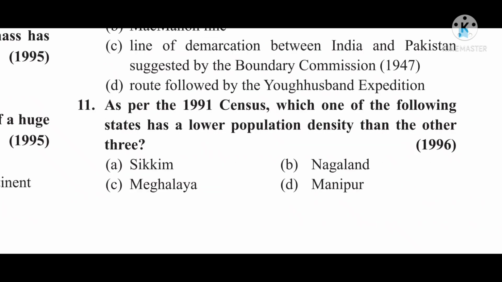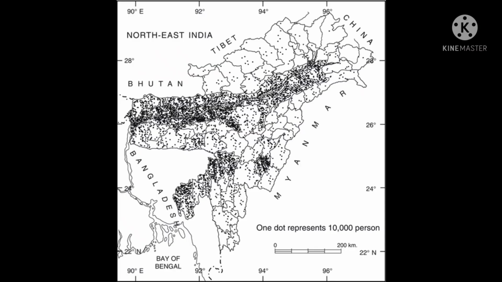Next question is, as per the 1991 census, which one of the following states has a lower population density than the other three? In the census conducted in 1991, the population density of Sikkim was the lowest among the four, which was 57, while Nagaland had 75, Meghalaya had 79, and Manipur had 82. So the answer will be option number A, Sikkim.